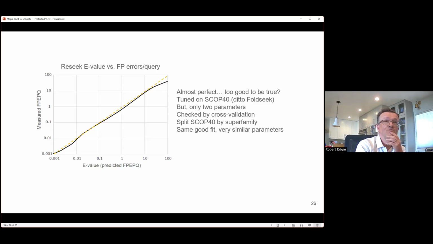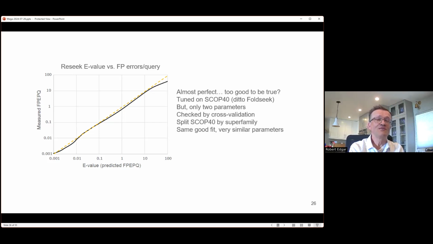And of course, we can validate an e-value because it's a prediction of how many errors you should see. So here is a log-log plot for the Reseek e-value against the actual number of false positive errors that you measure on the benchmark. And this plot looks really suspicious, honestly. I mean, the fit is just ridiculously good. So is it really true?